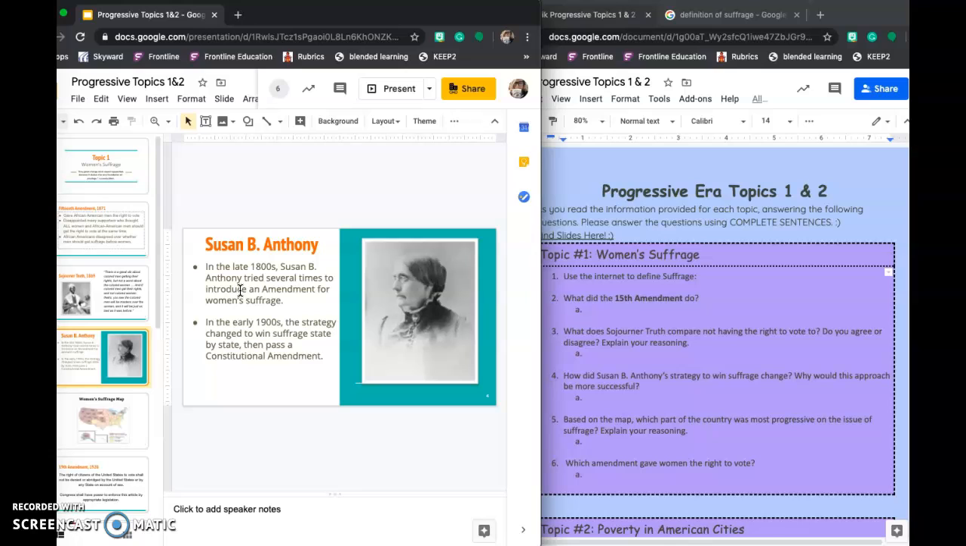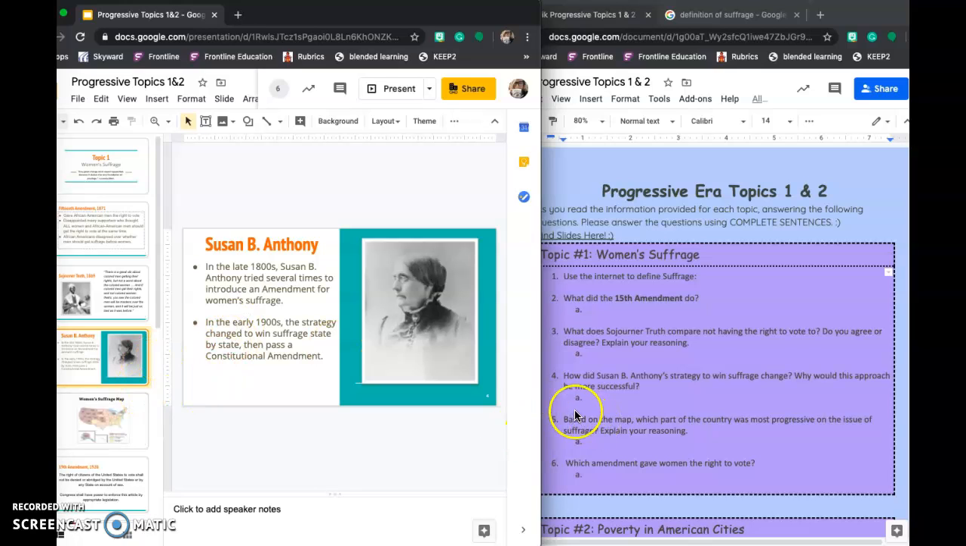She then decided that was too big of an idea. So what she changed to was starting to win the women's right to vote in each separate state and then build up to a constitutional amendment. So she started too big in the 1800s, and then she went back and started working on the state level to move to that national level.